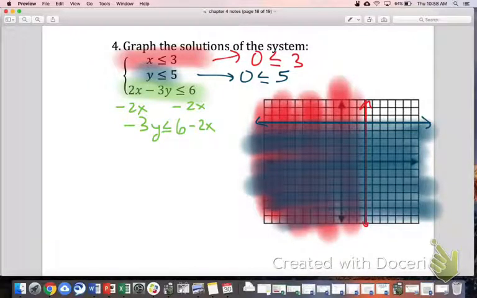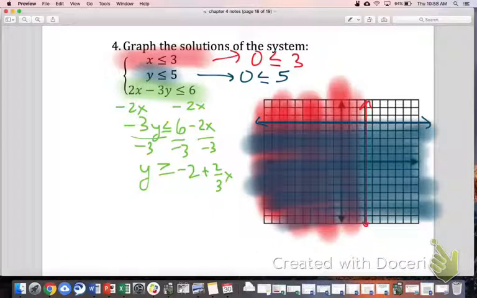Here's where the trick comes in. What do I have to do next? Divide by negative. Whenever you divide an inequality by a negative, flip the inequality. So this is where doing intercepts might actually be better. It might be easier for you. I know you all are kind of resistant to that, but it might have made this one easier. So you get y is greater than or equal to negative 2 plus 2/3 x.